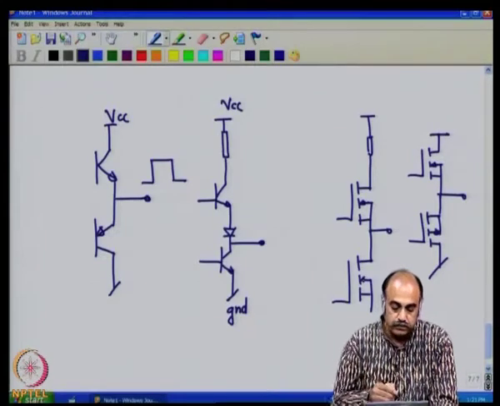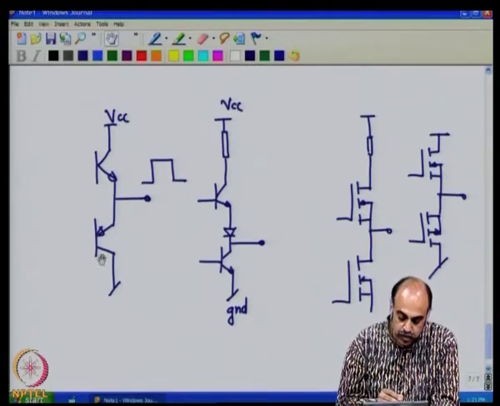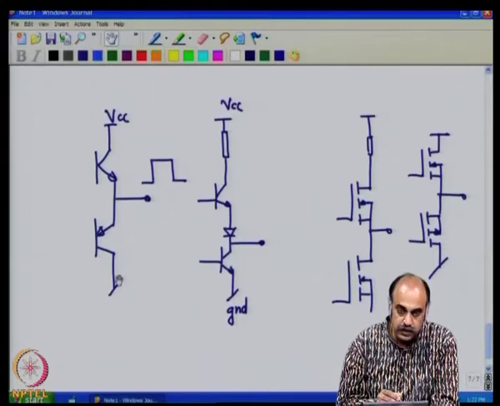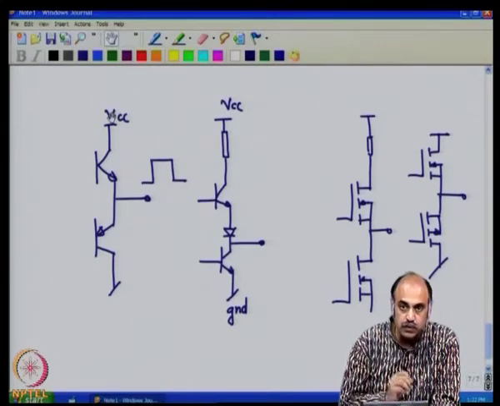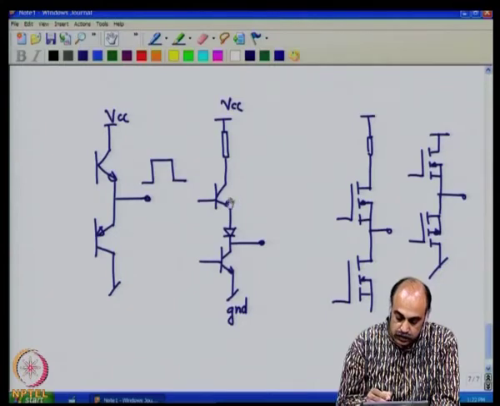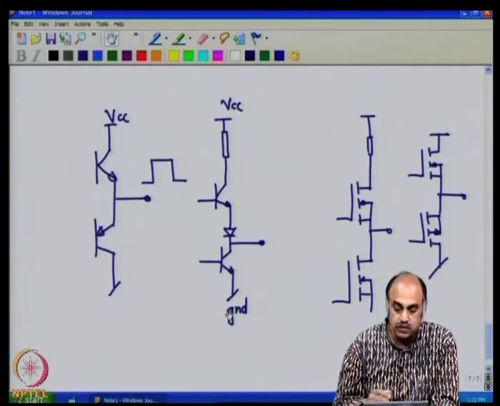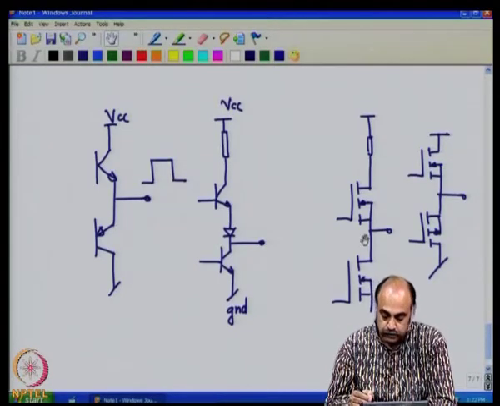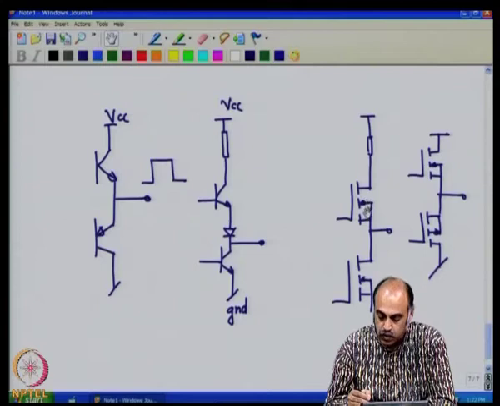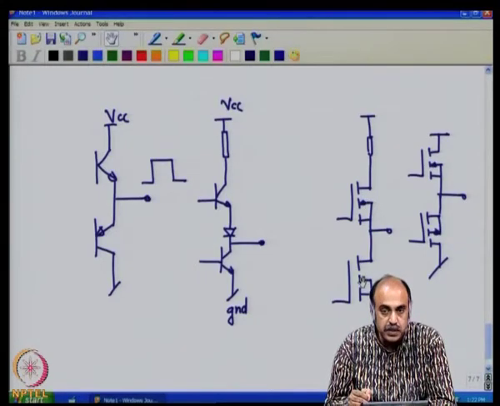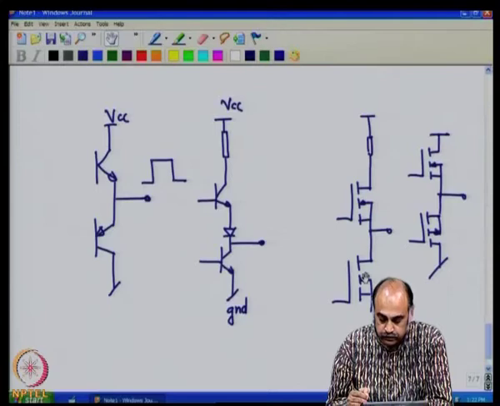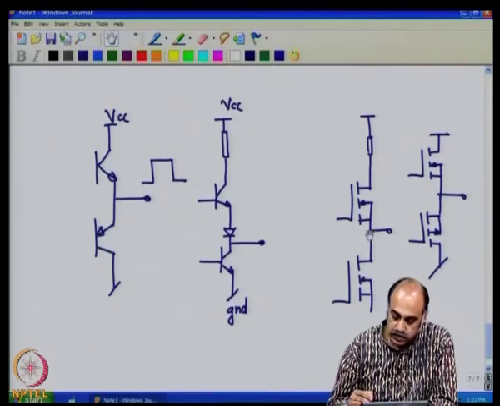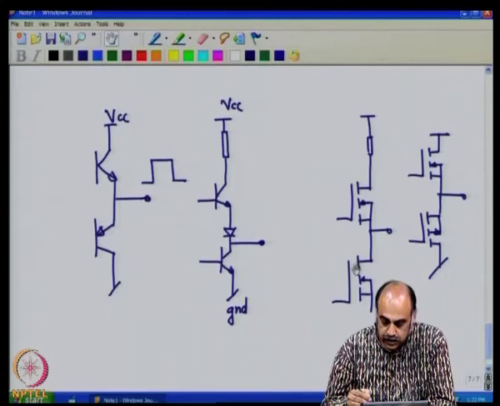These switches, what we call the bottom switch, which is the one connected to the ground, and the top switch connected to the supply, never are they on together. It is either the top switch which is on, or the bottom switch which is on, mutually exclusive. However, there is a very, very small time when, let us say, the bottom switch is on and the top switch is off.